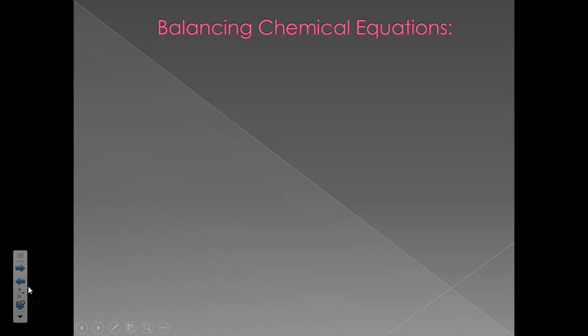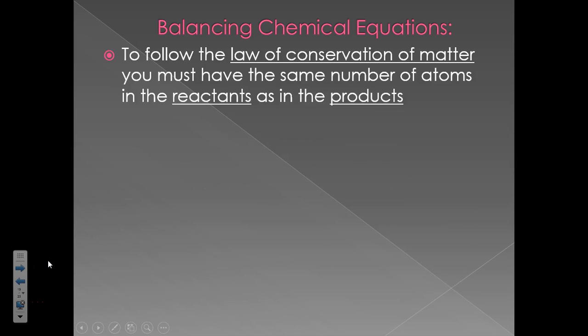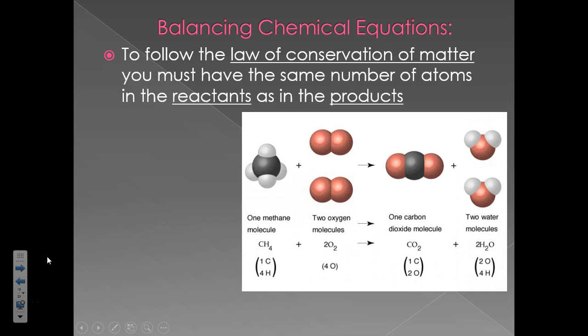In this video, I'll be discussing the basic process of balancing chemical equations. So the first thing to remind you is that when a chemical reaction occurs, it has to follow the law of conservation of matter, which means that you have to have the same number of atoms in your reactants as you do in your products. And I give you an example here, the combustion of methane gas.